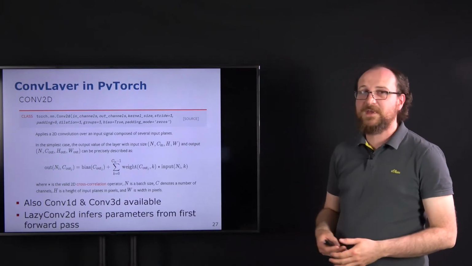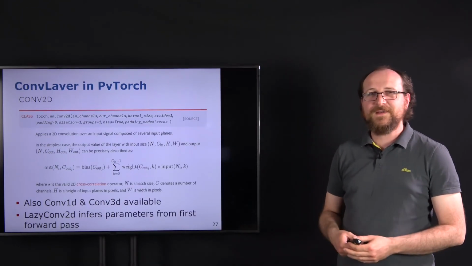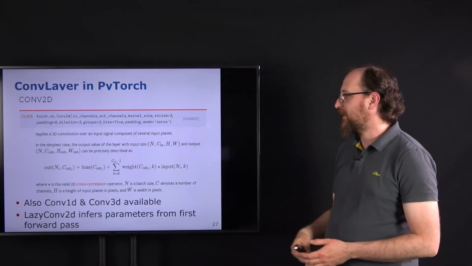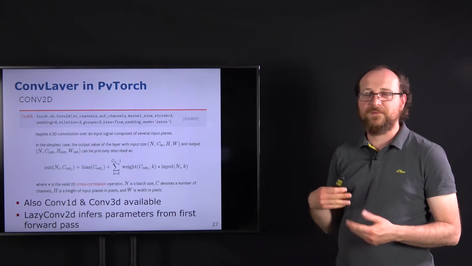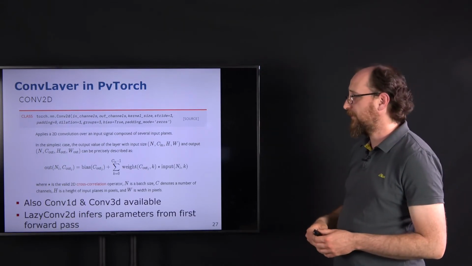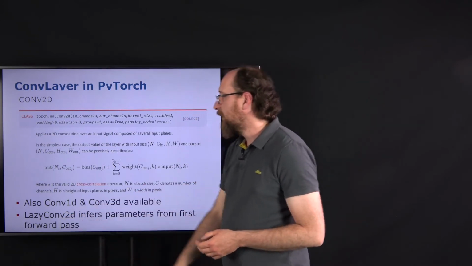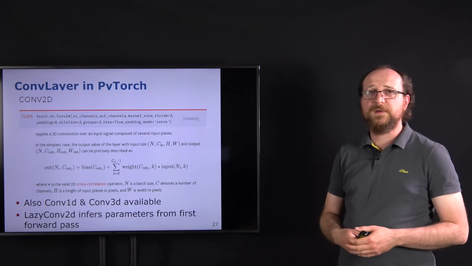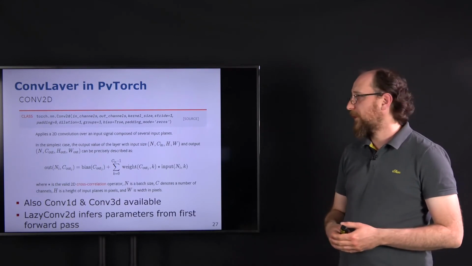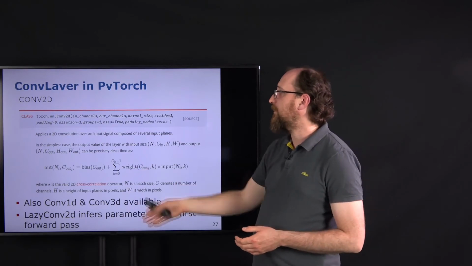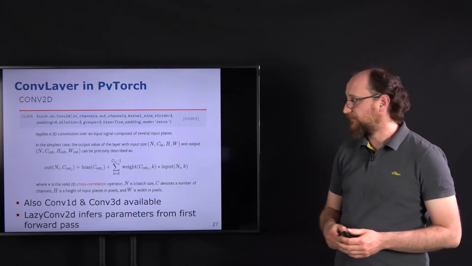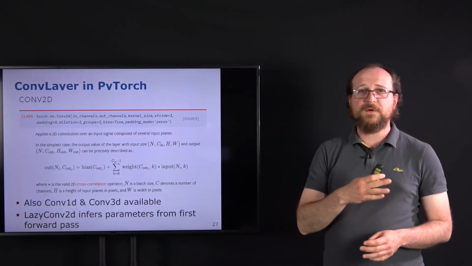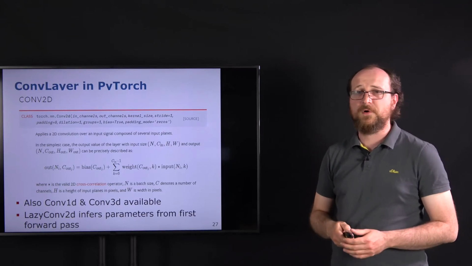A rather new thing is that you don't have to care so much about what the input channels are, because this can also be inferred from the parameters of the images that you put in. There's the specific LazyConv2d, which uses this information by first putting one data point through the network and then initializes the channel numbers accordingly. At least the input channels, because these always depend on the layer that comes before.